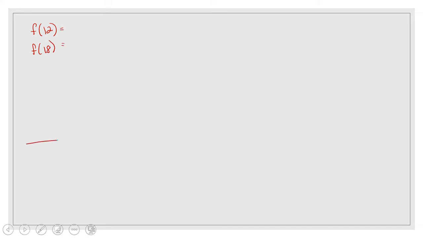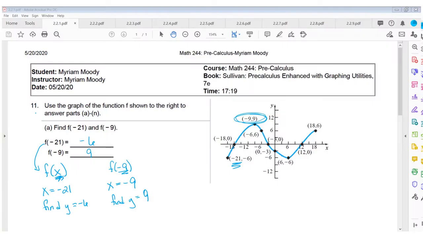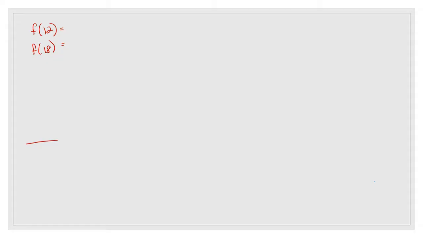Okay, so go back to the previous. So I want f of 12. So that means, good, x is 12. So here's x being 12, and what's your y value? 0. So that answer would be 0, wouldn't it?